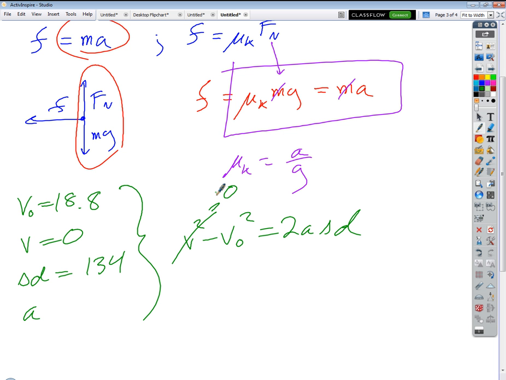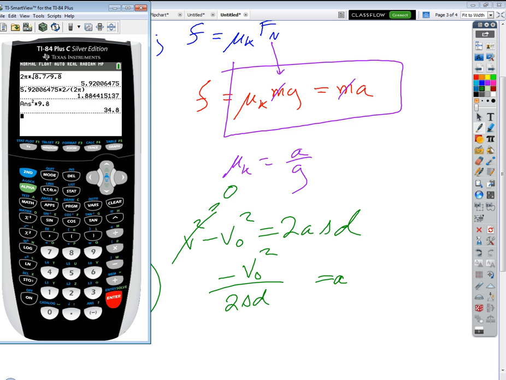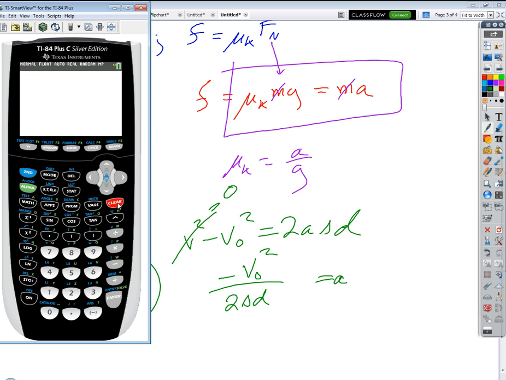Right, and now we'll just solve for a. Divide both sides by 2 delta d. So a equals minus v naught squared over 2 delta d, and we can plug that into our calculator. We know that stuff. So that's negative, what was v, 18.8, squared, divided by the quantity 2 times 134, so 268. Gives us negative 1.31 and so on.